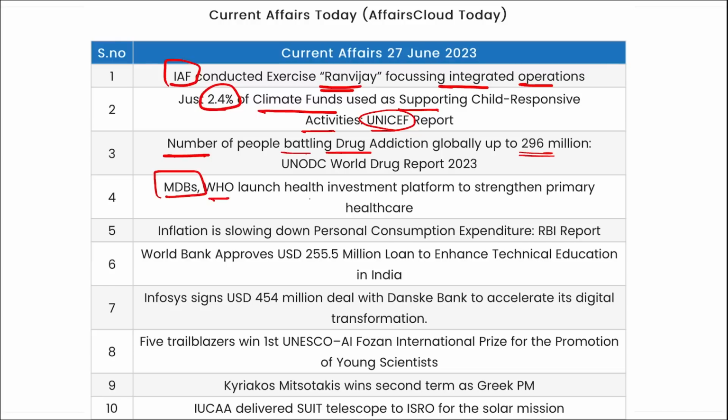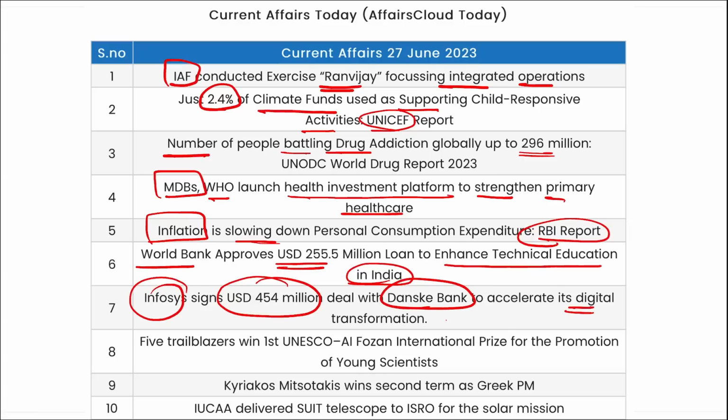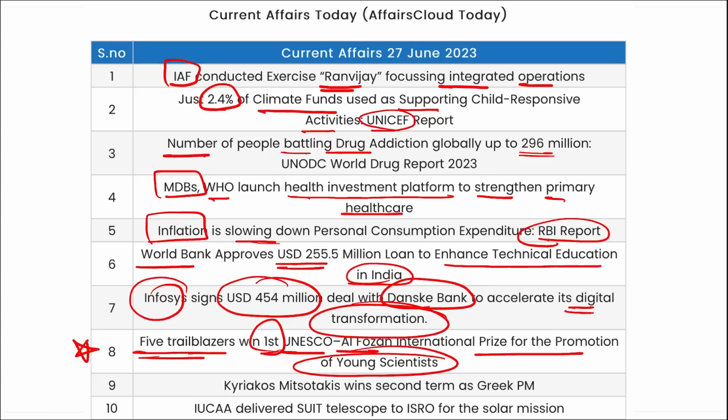MDBs and WHO launched a health investment platform to strengthen primary healthcare. Inflation is slowing down according to RBI. World Bank approves a $255.5 million loan to enhance technical education in India. Infosys signed a $454 million deal with Danske Bank to accelerate their digital transformation. Then five trailblazers won the first edition of the UNESCO Al-Fozan International Prize for the promotion of young scientists.